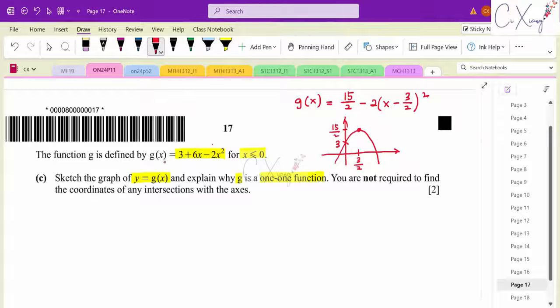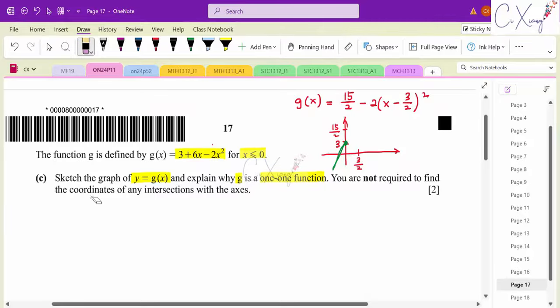But when we are talking about g(x), we only want to consider the part of the graph where x is smaller than or equal to 0. You can see from here, x equals 0 means y equals 3. So smaller than 0 means they only want us to consider this part of the graph in green color. The whole red color here is my f(x), and my green graph here is g(x). They want us to sketch this particular graph on the diagram.